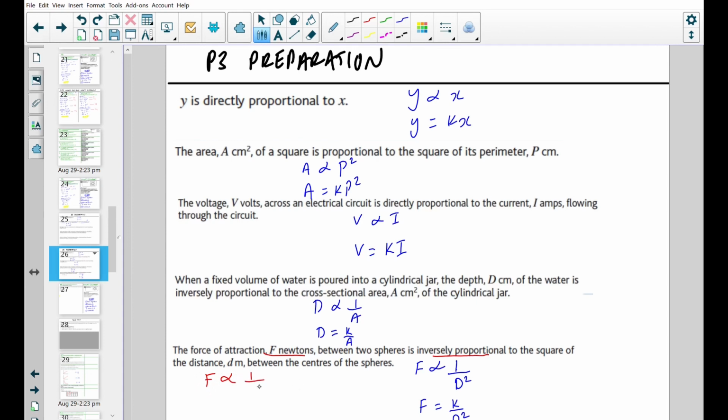So what's going to be here? To the square of the distance. So that means the square of the distance means d to the power of 2. So therefore, at the bottom, I replace my question mark with d to the power of 2.